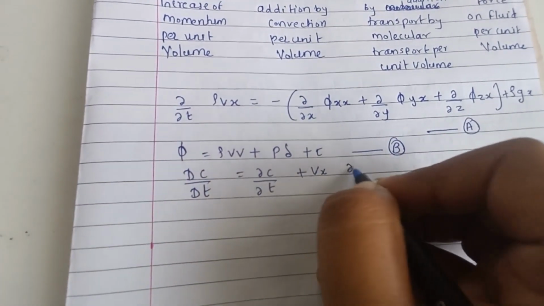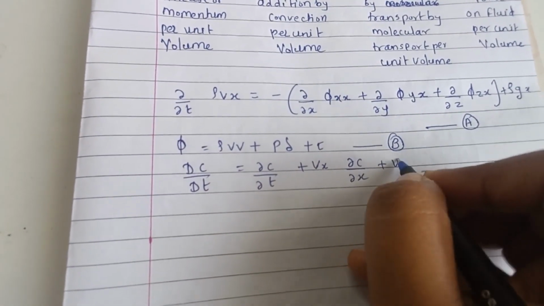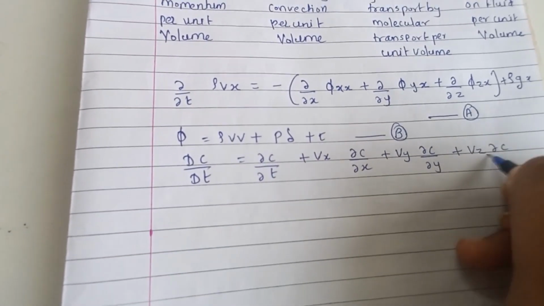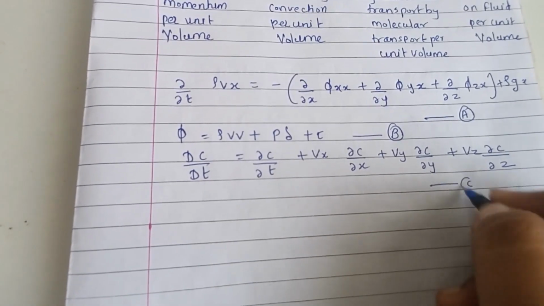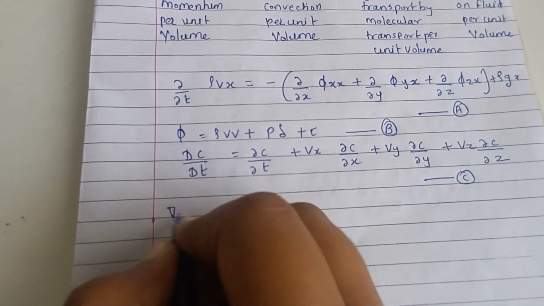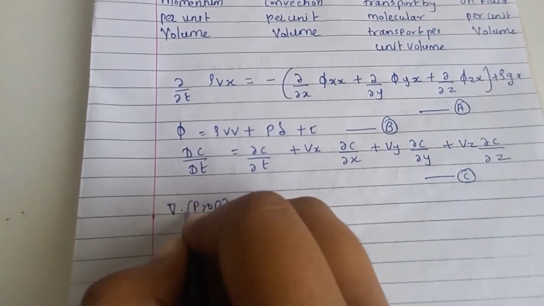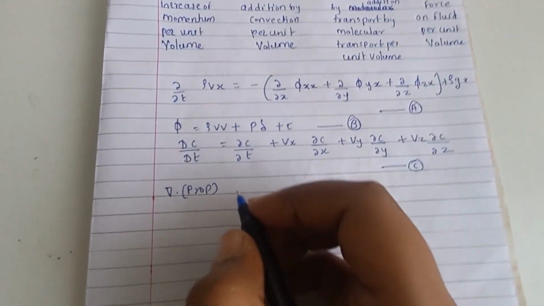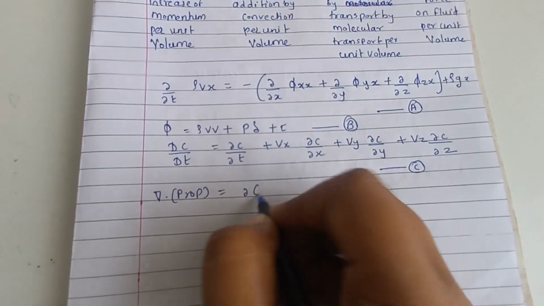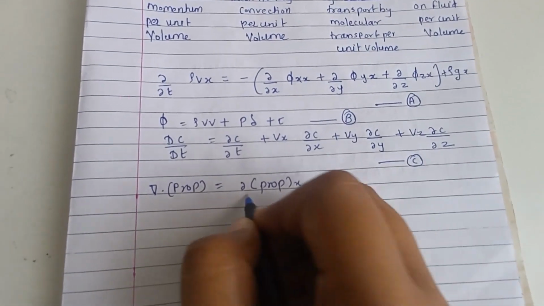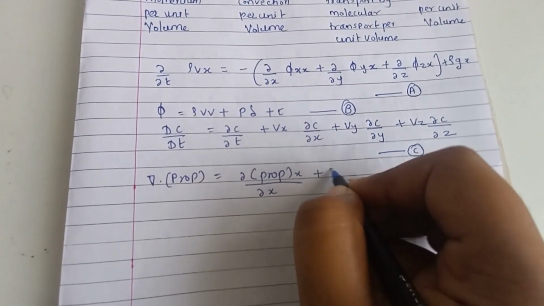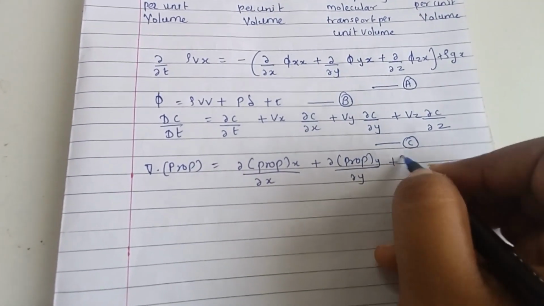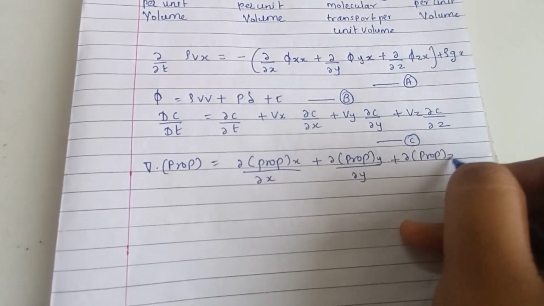So now we are introducing the term that we have discussed earlier, Dc/Dt, the substantial time derivative. We can write it as ∂c/∂t plus vx ∂c/∂x plus vy ∂c/∂y plus vz ∂c/∂z. Now we are introducing some mathematical terms, that is ∇, the gradient, which is ∂/∂x plus ∂/∂y plus ∂/∂z.